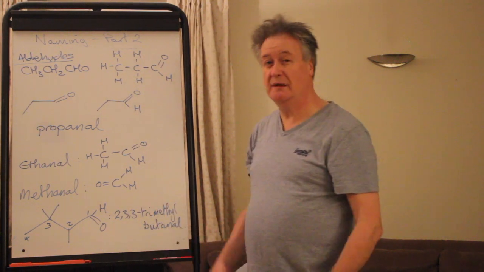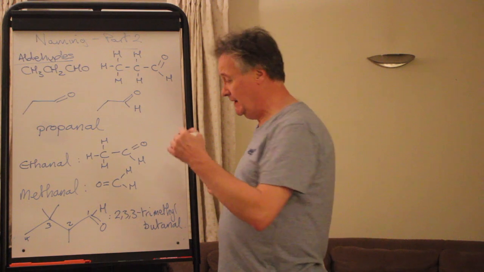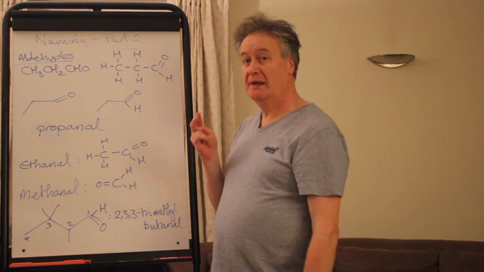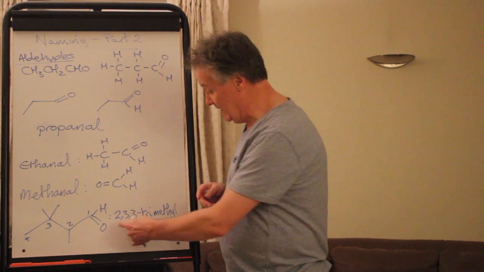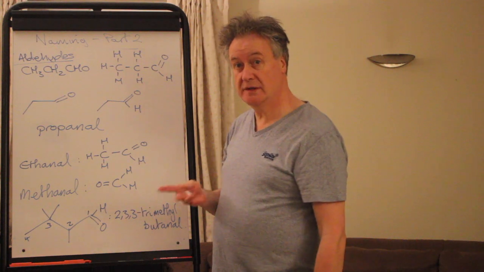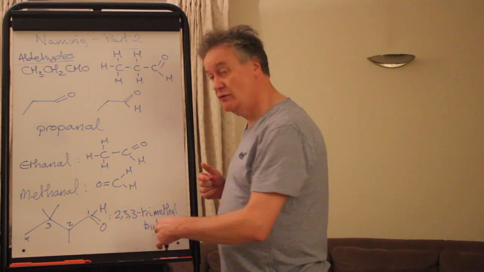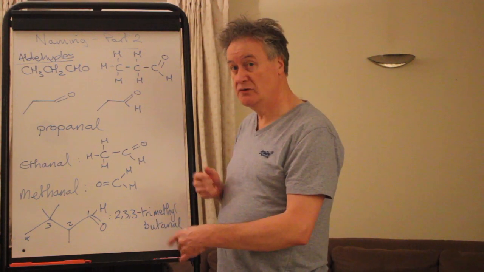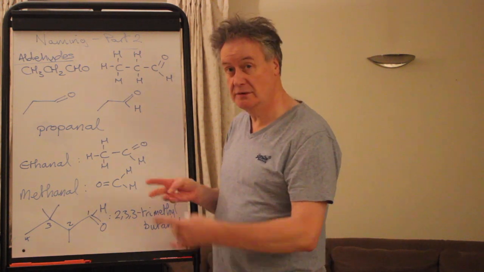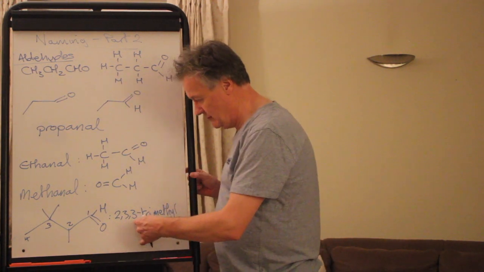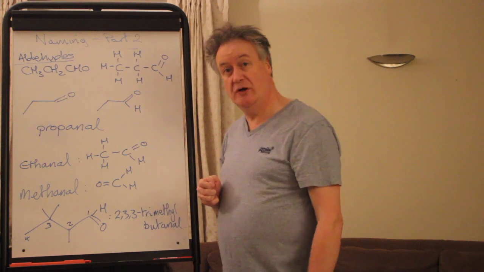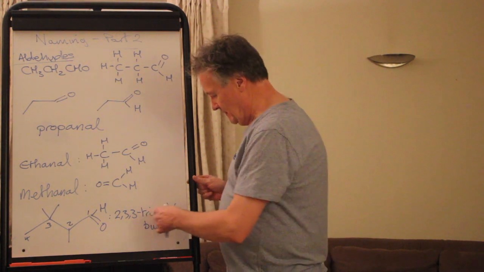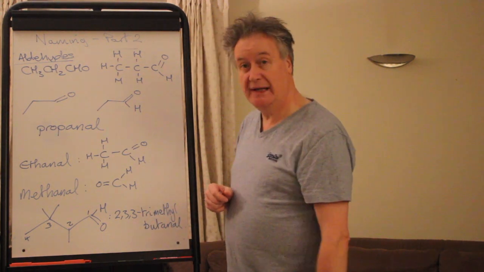It's trimethyl. Don't forget to put the tri in. If there's 3 methyls, every one needs to firstly get a number. So that's why there's 2, 3, 3. It's not 2, 3, because they're both on 3, but the name doesn't work like that. You really need to say 2, 3, 3 for each methyl, and say tri to say there were 3. And there's methyl, and it's butanal.